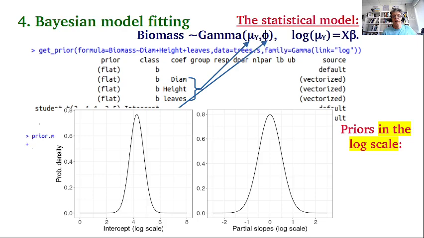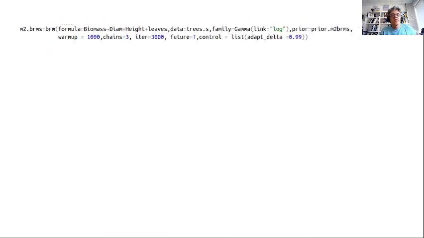So here is what is implied by the prior for each of the two parameters that I just modified. In order to fit the model, we simply use the formula, which is the response variable and the numerical explanatory variables, the data set that we are going to use, a log-link function with this gamma distribution, the priors that we just set, and the usual attributes that we have been using for the Hamiltonian Monte Carlo along this book and set of videos.